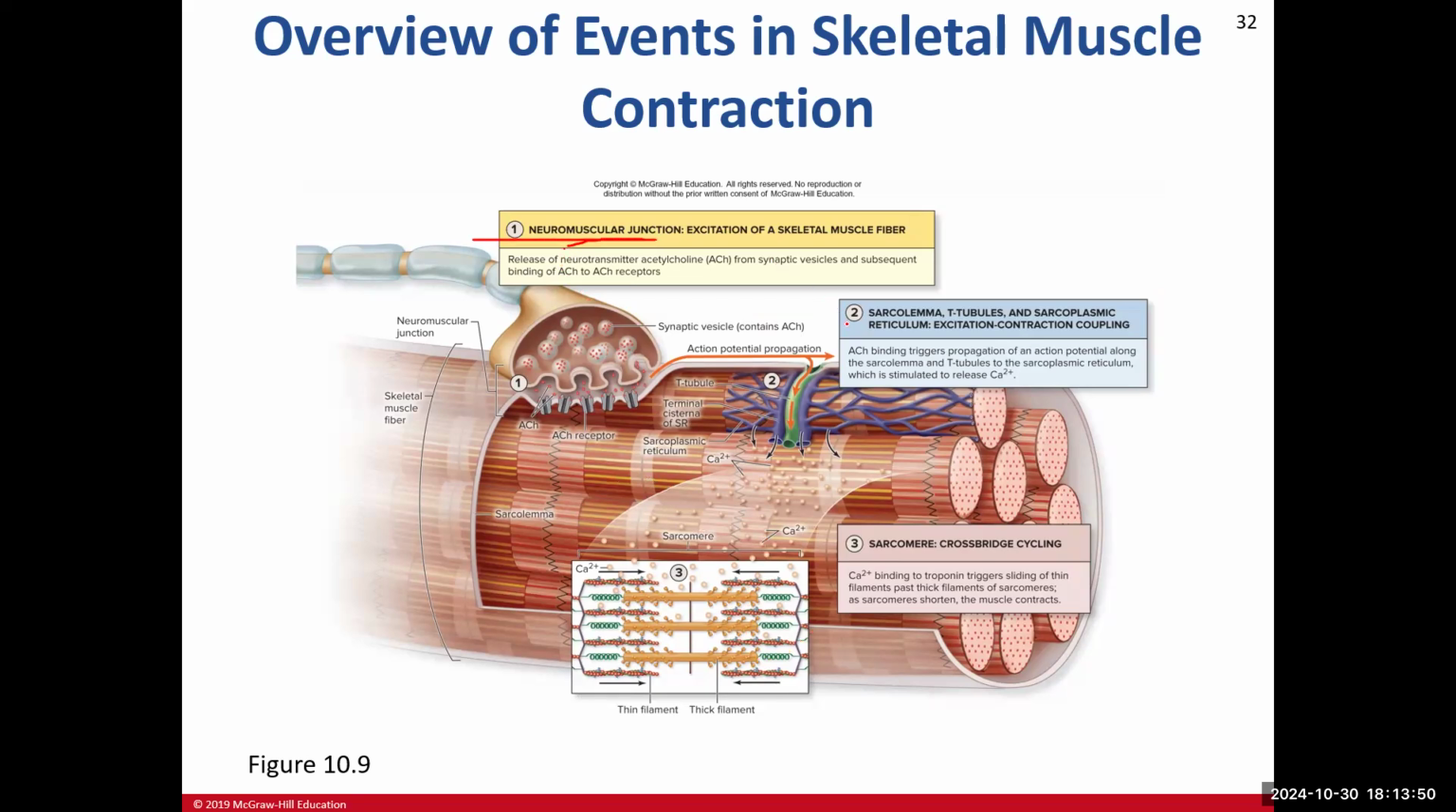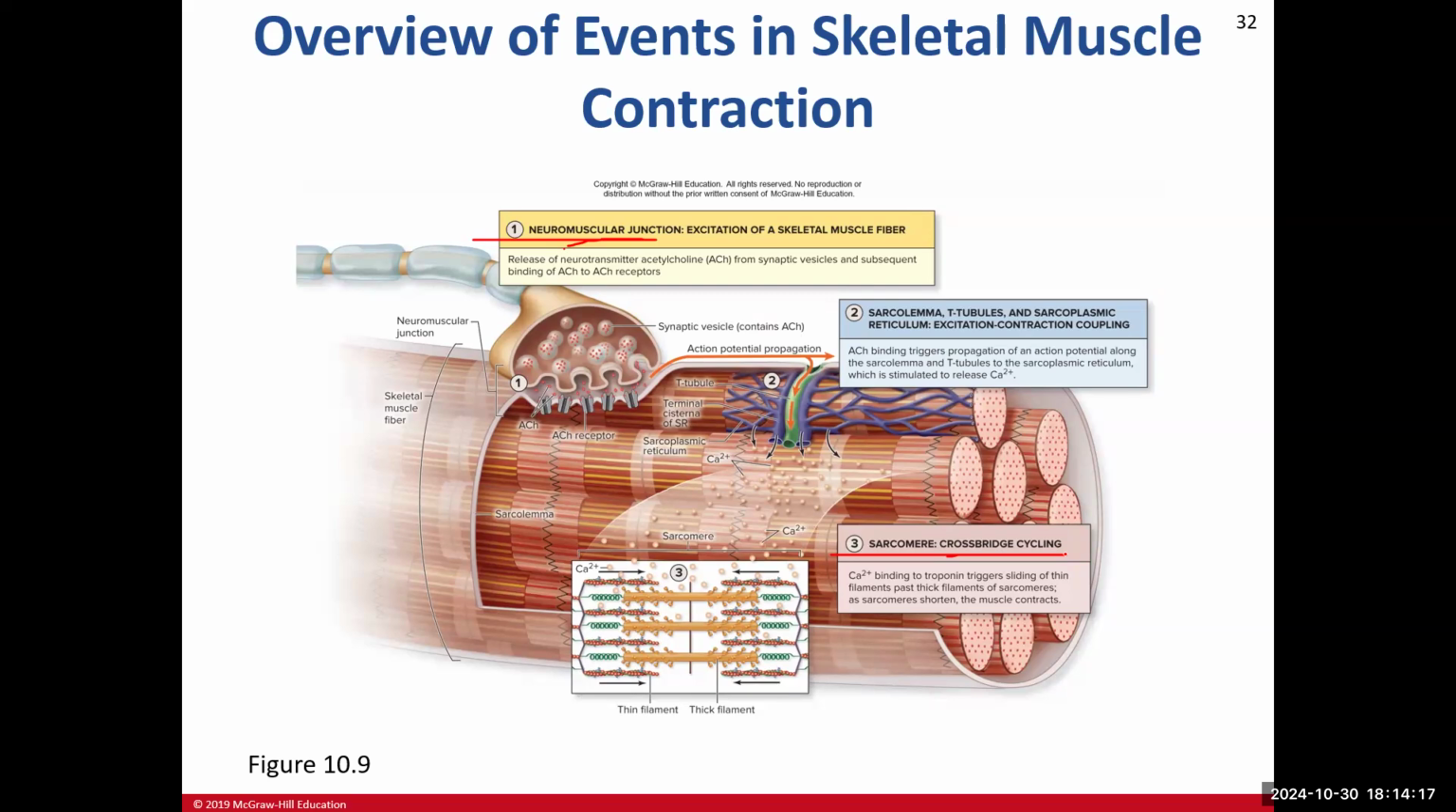All right, then we're going to see what happens when we get a nerve signal that's going to travel along the sarcolemma, which is the plasma membrane of the skeletal muscle cell. And then finally, we're going to talk about what we call the cross-bridge cycling, the interaction between the actin and the myosin and how we shorten those sarcomeres.